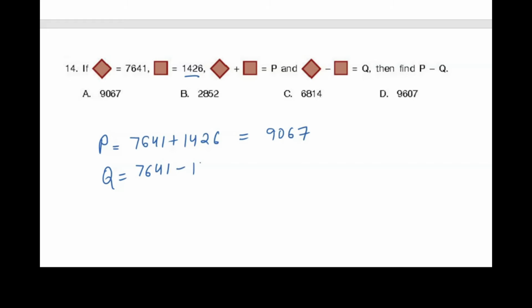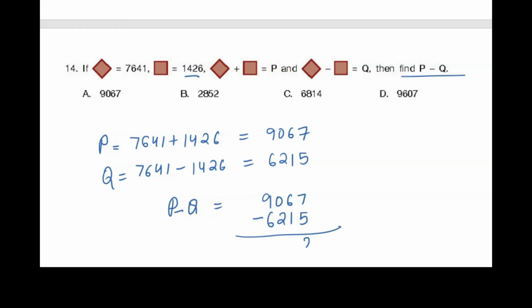7,641 minus 1,426. When we subtract them, we will get 6,215. Okay, we have to find P minus Q. So P minus Q will be 9,067 minus 6,215. Let's subtract them. It will be 2852. Option B is the correct answer.